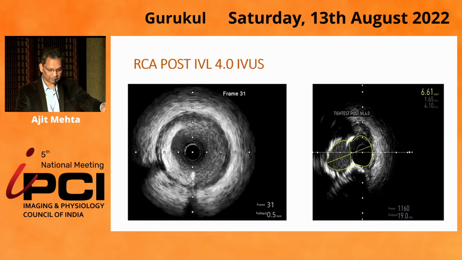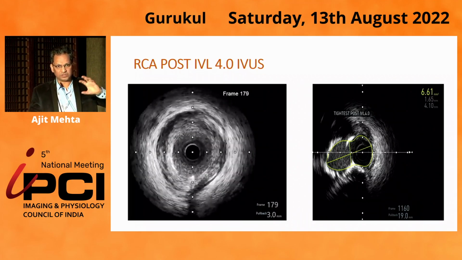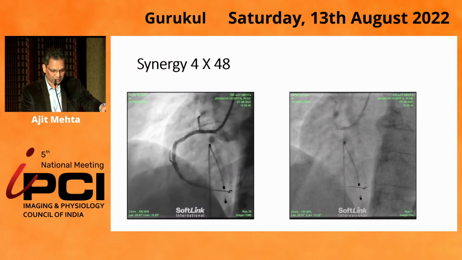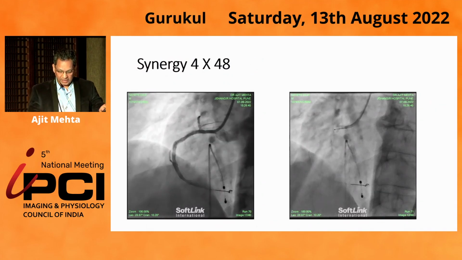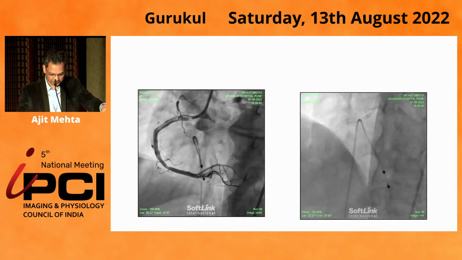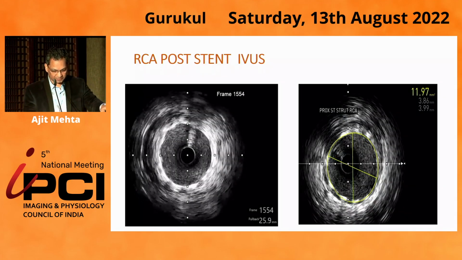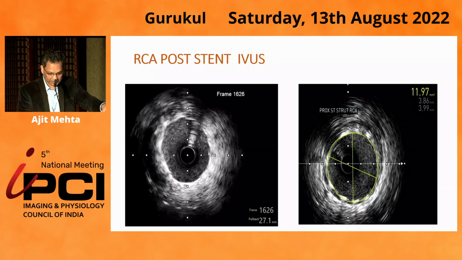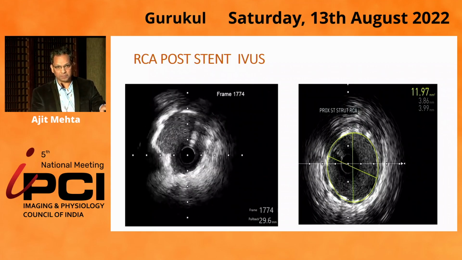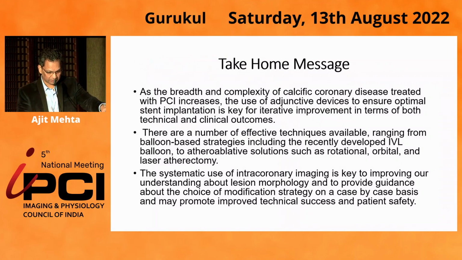We did an IVUS run. For the lack of time, I'll just run through. We could see good cracks in the calcium in the proximal RCA. Post that, we could pass a 4.0 by 48 everolimus eluting stent, and the usual procedure, post-dilatation with a 4.0 by 12 balloon, and this was the final picture with IVUS. So we had a good expansion and 11.97 MLA. So it was a well expanded 48 everolimus eluting stent.